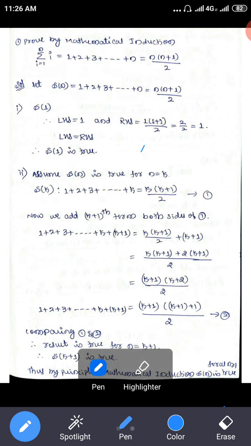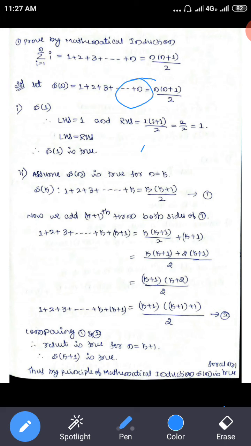What I will do is Sn is equal to 1 plus 2 plus 3 up to n, so the RHS is n into n plus 1 divided by 2. First I have to prove it for n equal to 1, so S of 1 has to be shown true. For that, take the LHS, with n equal to 1. Next you take the RHS, n into n plus 1 divided by 2.